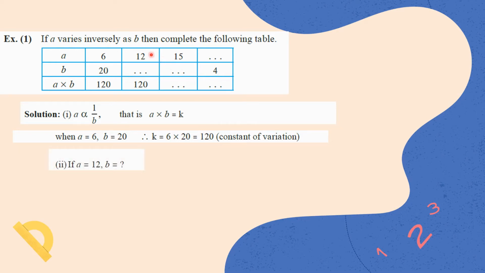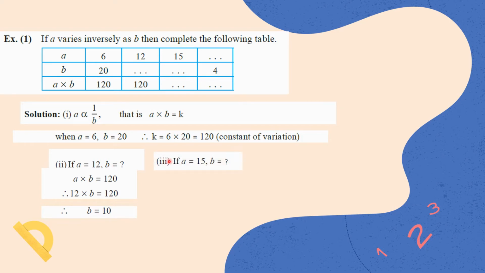Now, if you see in the second column, the value of A is 12, and the value of B has to be found out. We'll use the constant of variation and our equation of variation to find out the value of B. So A into B is equal to 120. Substitute the value of A, that is 12. So 12 into B equal to 120. You divide both the sides by 12. B is equal to 120 divided by 12, which is 10. The value of B is 10.